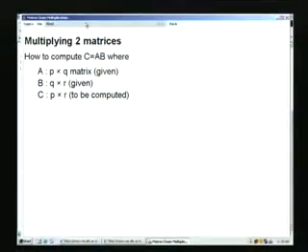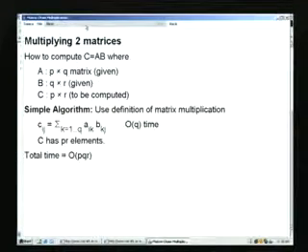So, let us say we want to compute C equal to A times B, where A is a P by Q matrix, B is a Q by R matrix, A and B are given to us, and C is a P by R matrix which is to be computed. The simplest algorithm for doing this is to use the definition of matrix multiplication. Matrix multiplication is defined as Cij is equal to summation over k going from 1 to q of aik times bkj.